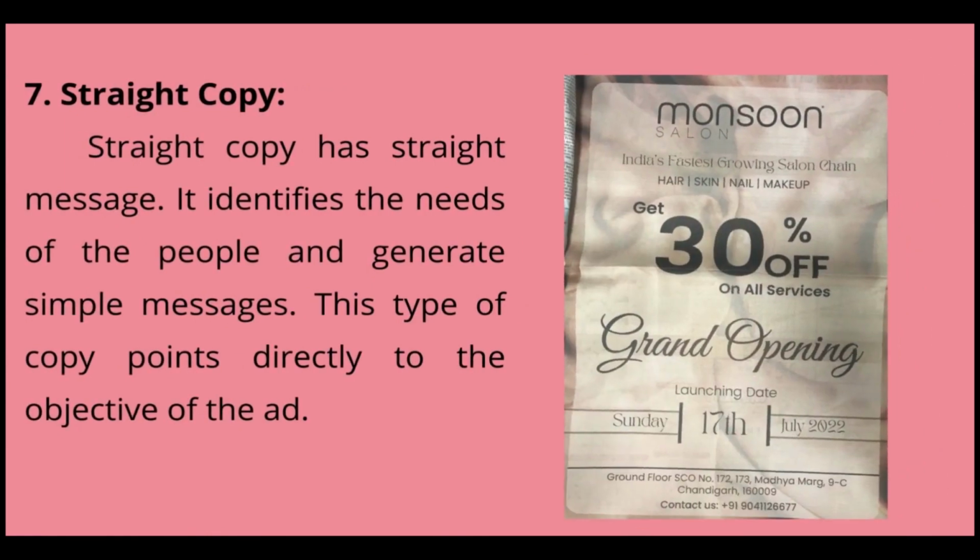Next is the straight copy. A straight copy has a straight message. It identifies the needs of the people and generates simple messages. This type of copy points directly to the objective of the ad. For example, you can see that here is an ad for the monsoon saloon sale, right? And it provides you exactly 30% off. So that is only the direct message that they can provide.